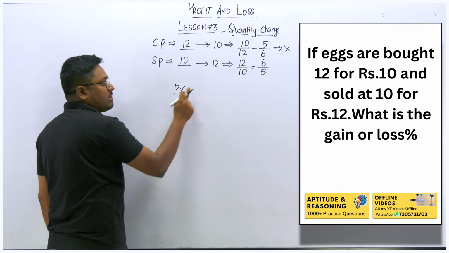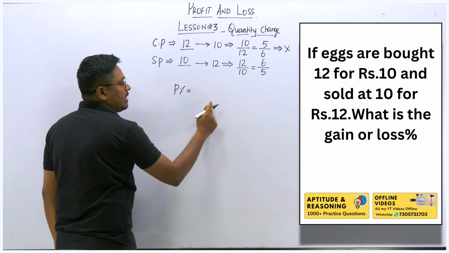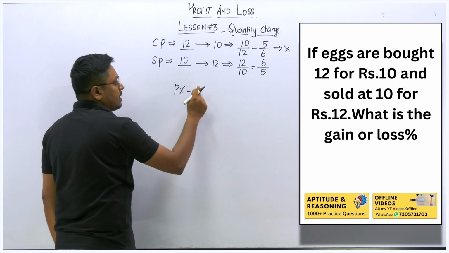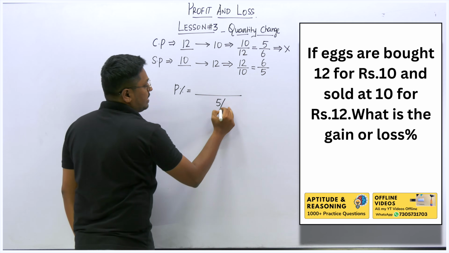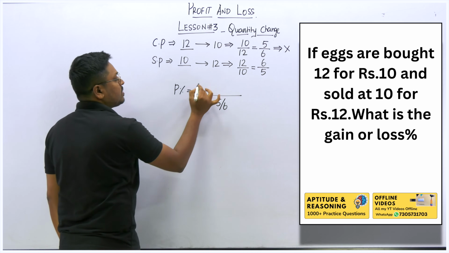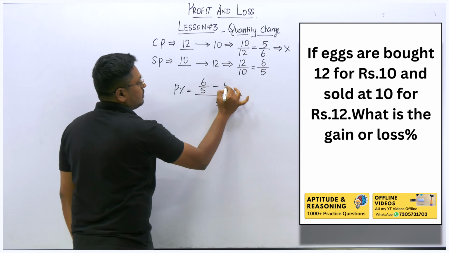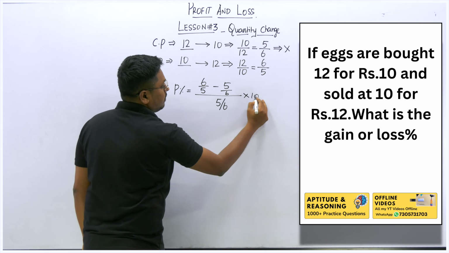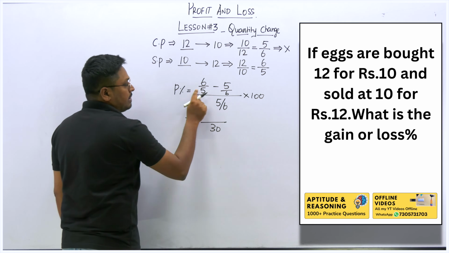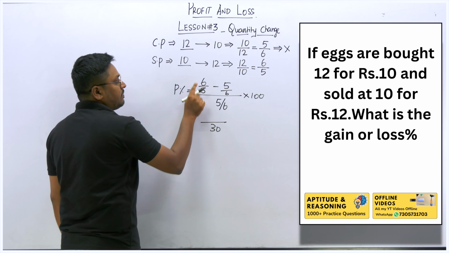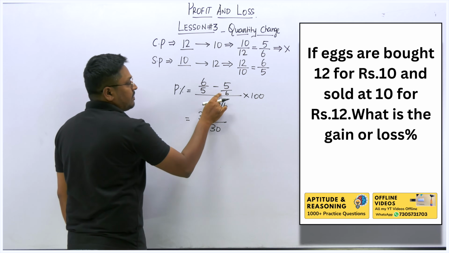So profit percentage will be selling price minus cost price divided by cost price into 100. So now divided by always cost price. So cost price is how much? 5 by 6. Selling price minus cost price, into 100. So now LCM will be 6 5s are 30. So 6 into 6 will be 36. 6 5s are 30.